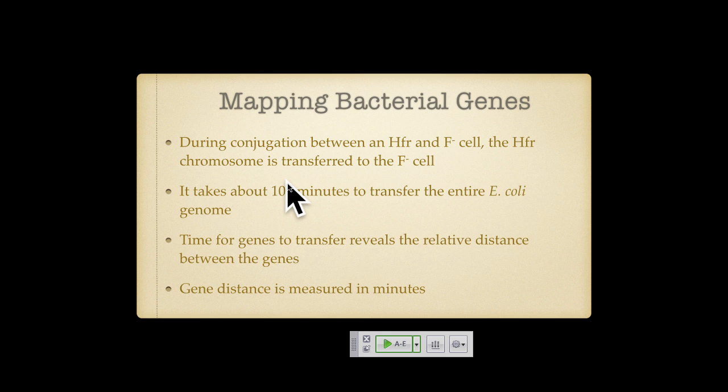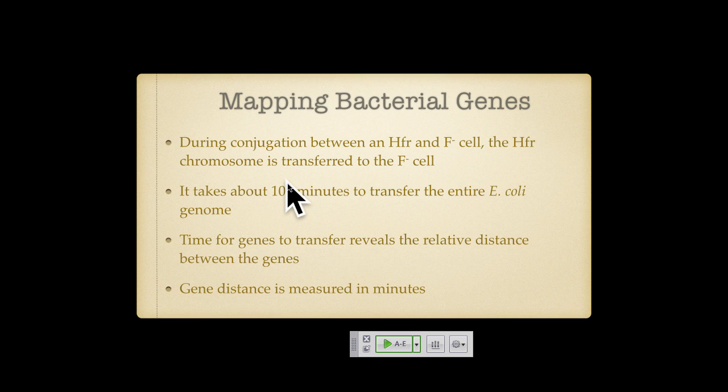Remember, the E. coli chromosome is much larger than that F factor. So transferring that F factor from an F plus cell to an F minus is very efficient, probably takes a minute or less. Transferring the entire E. coli chromosome, all 3.4 or so million base pairs, takes about 100 minutes.